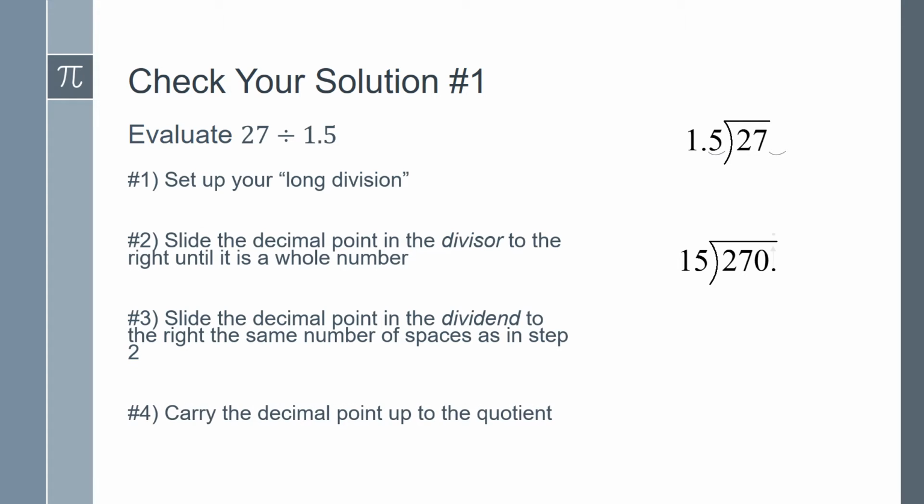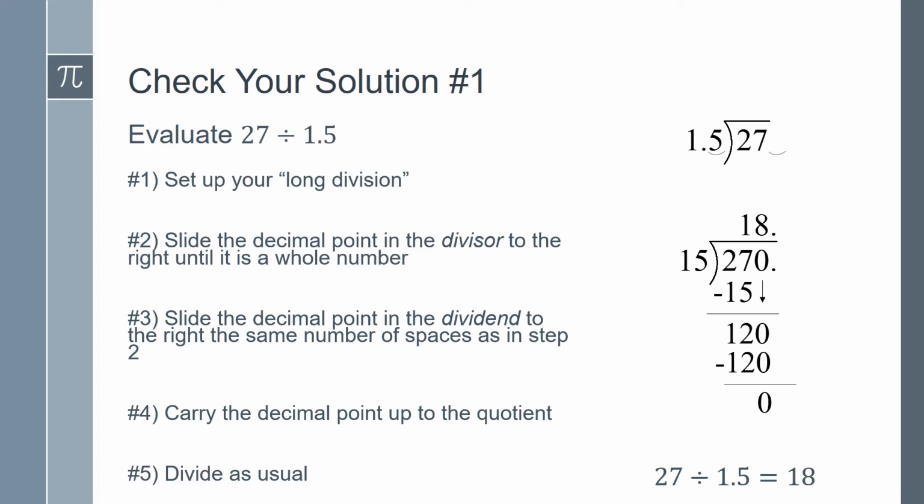Next, we carry the decimal point up to the quotient, and now we divide as usual. 15 does not go into 2, but it does go into 27 one time. 27 minus 15 is 12. We'll need to carry down the 0, and 15 goes into 120 8 times. 120 minus 120 is 0. We don't have a remainder, so we are done. 27 divided by 1.5 equals 18.